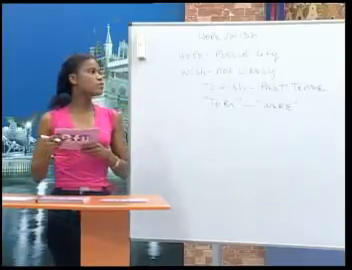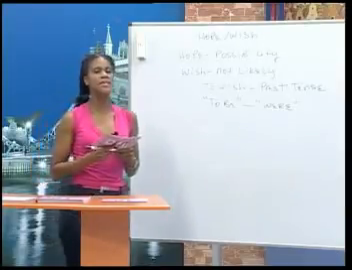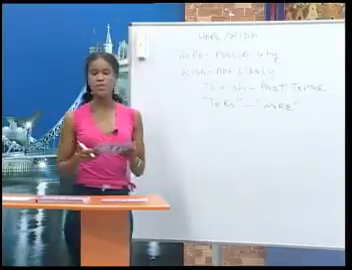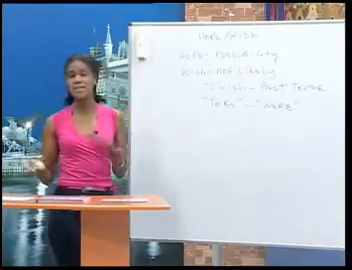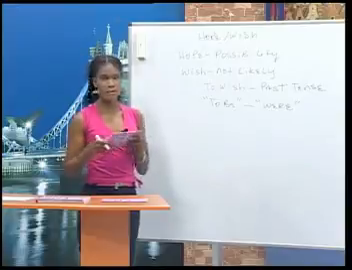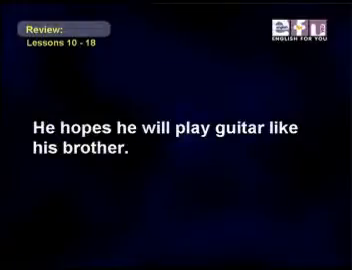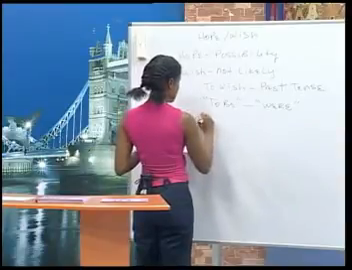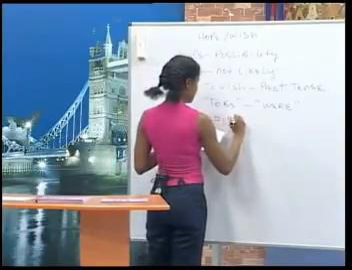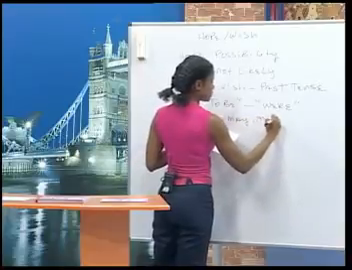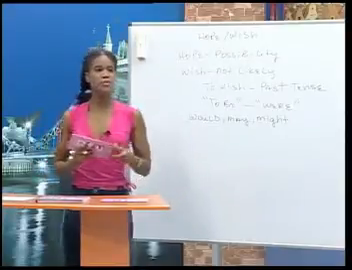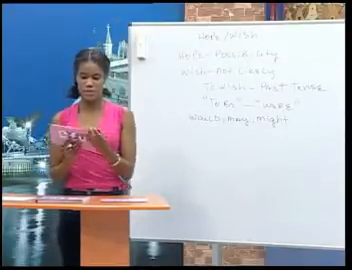Okay, so when we use wish, we use the past form to show that it is not reality. But when we use hope, the second verb usually can be in a different tense because it is reality. For example, he hopes he will play guitar like his brother. Okay, we can also use modals such as would, may, and might, together with hope and wish. Okay, so let's review wish and hope, practice a little.